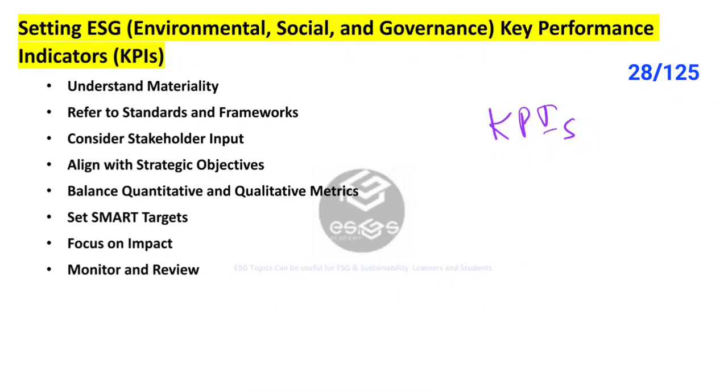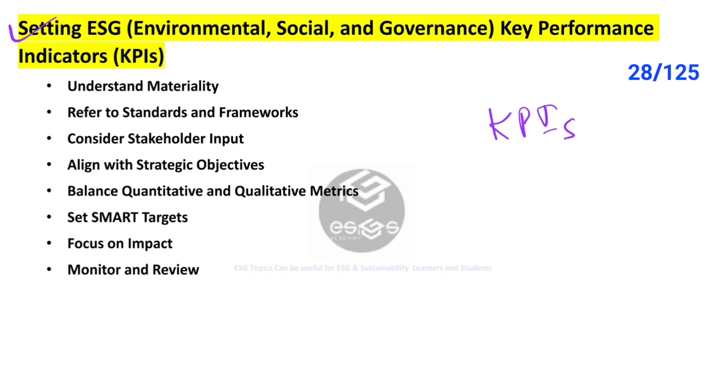So let us start our new topic, setting ESG KPIs, key performance indicators. How do we set them? There are certain steps we need to consider when we are setting ESG KPIs. This involves selecting metrics that align with organizational sustainability goals and priorities.